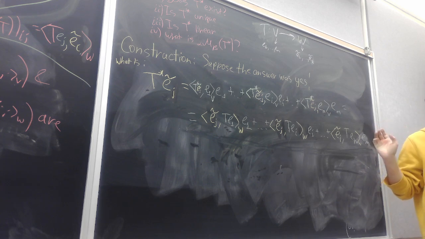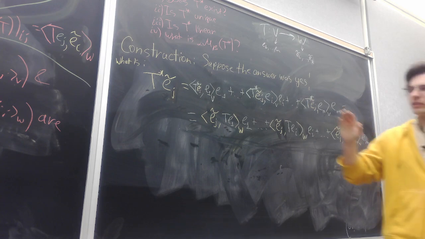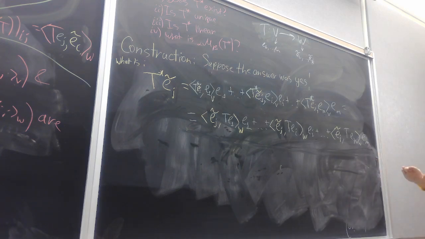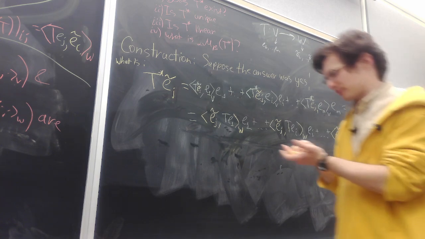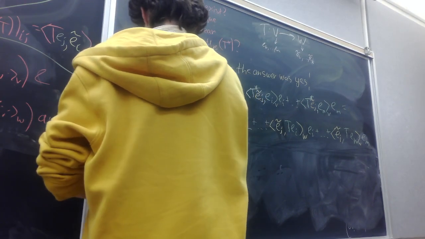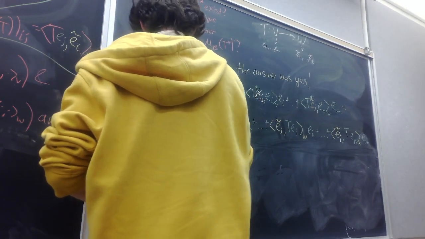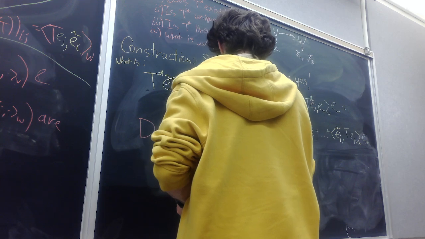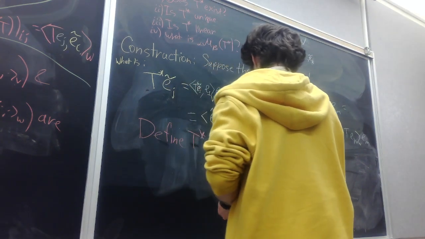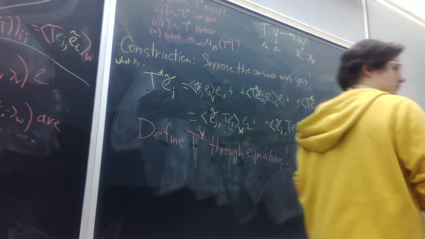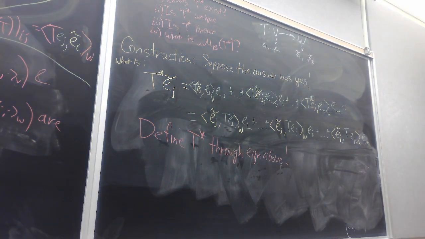Do you agree? So now what you can do is you can say, okay, just define T star to be equal to this. Just define T star through the equation above. So the construction is, the punchline is, define T star through the equation above. Okay?